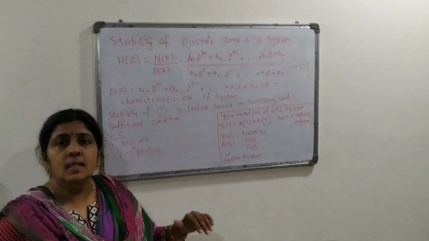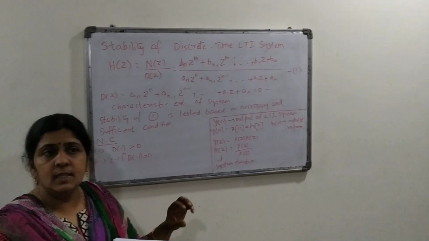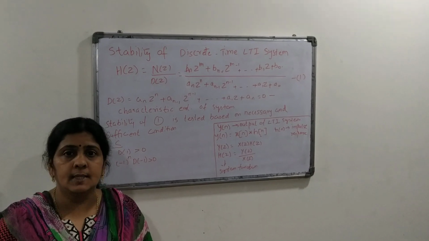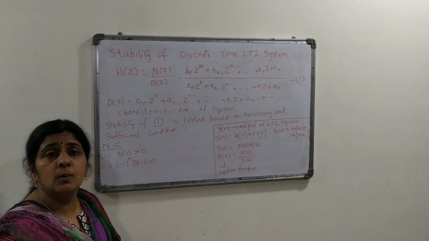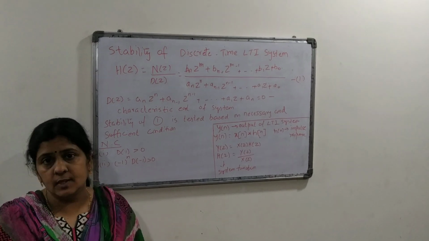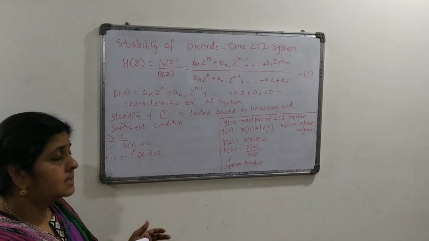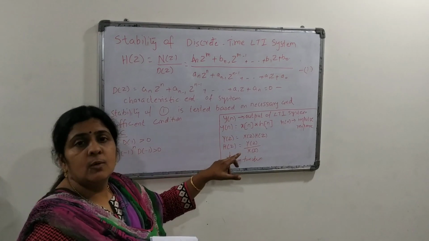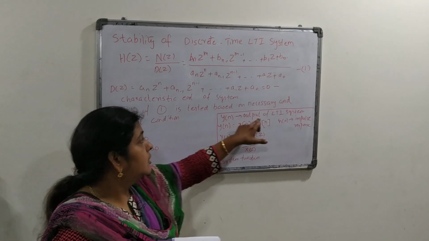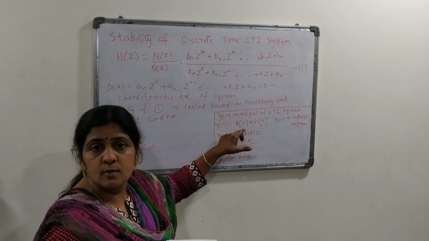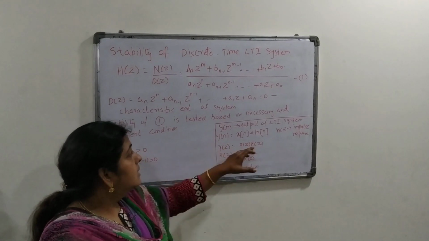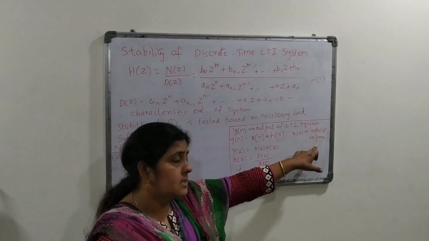Now we take the same discrete LTI system and talk about stability. Before we go into the stability, we have to write down the system function of this LTI. For that, consider y of n, which is the output of the LTI system, and obviously x of n is the input of the LTI system.